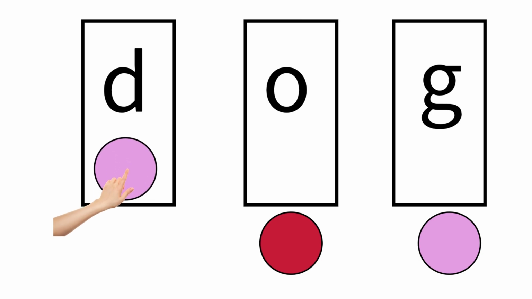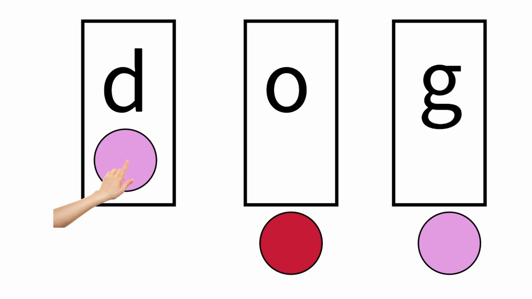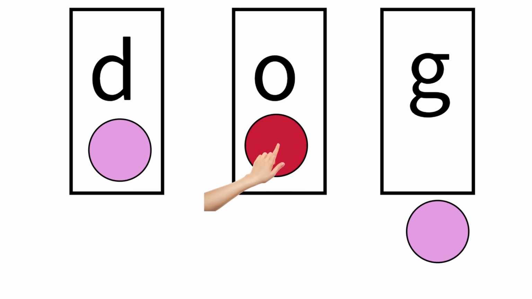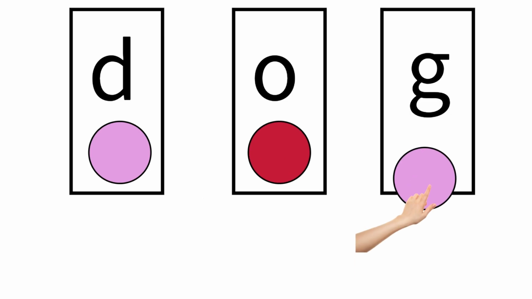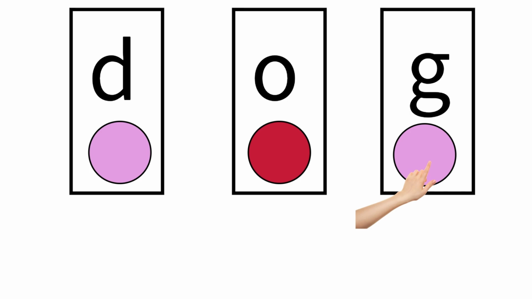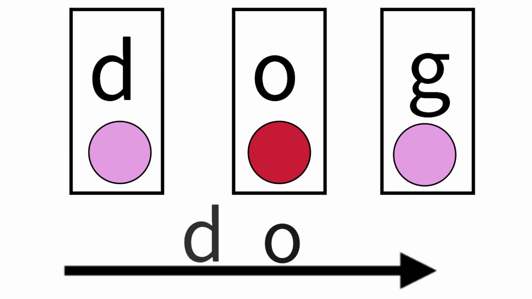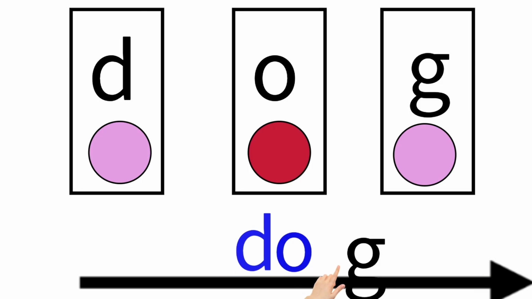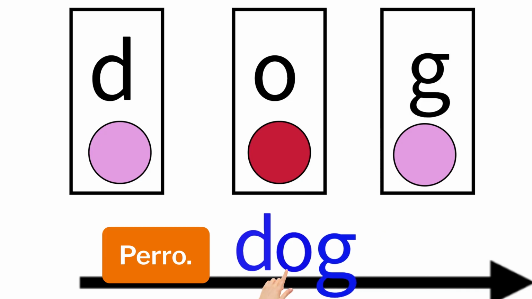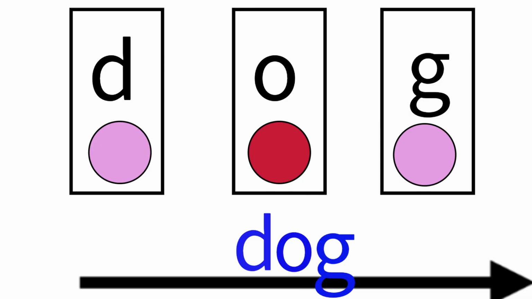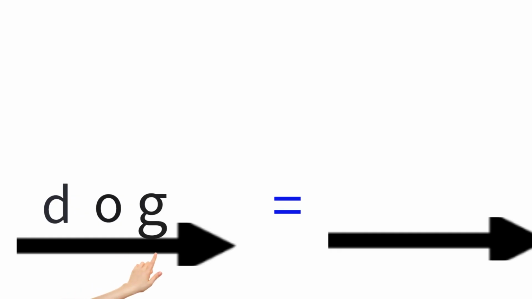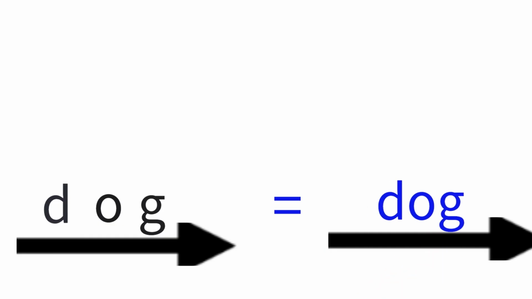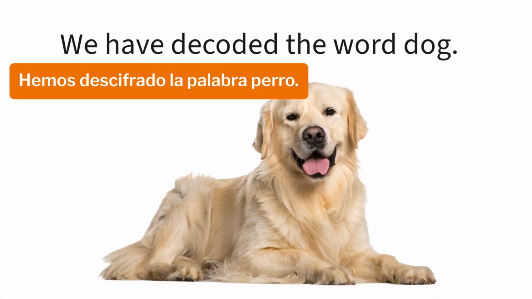D, ah, g, d, ah, da, da, g, dog. D, ah, g, dog. We have decoded the word dog.